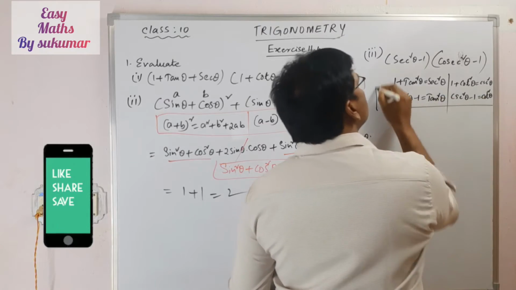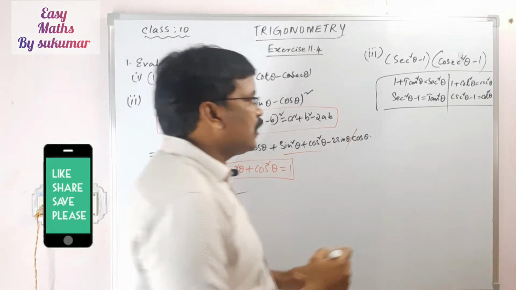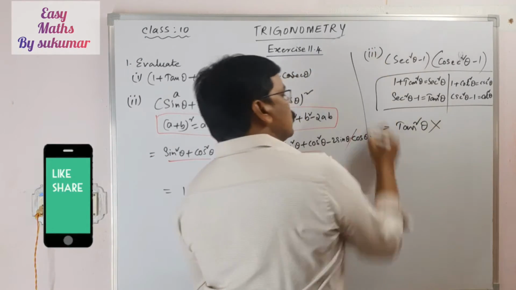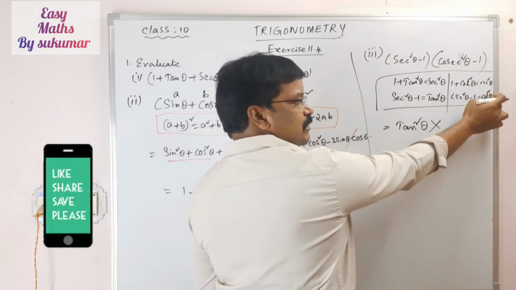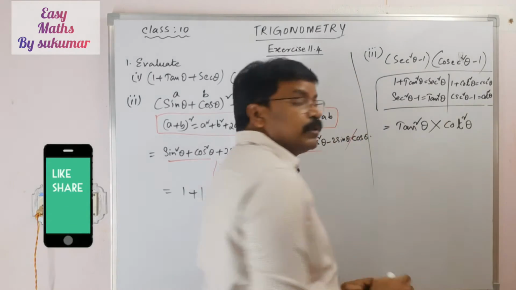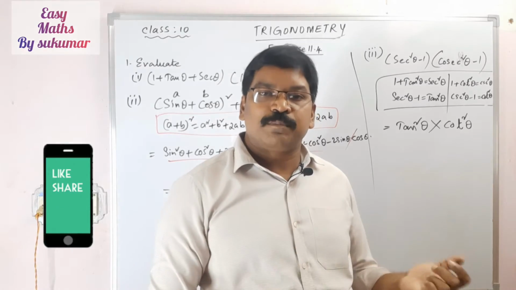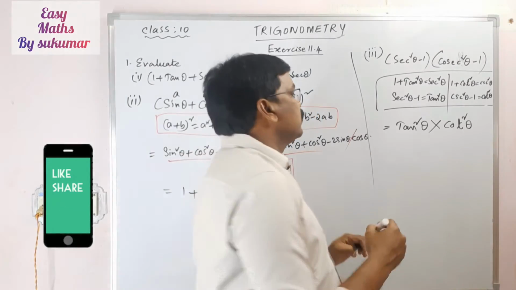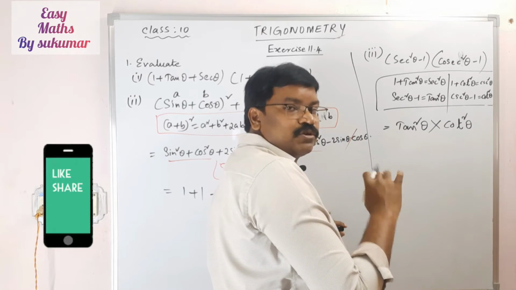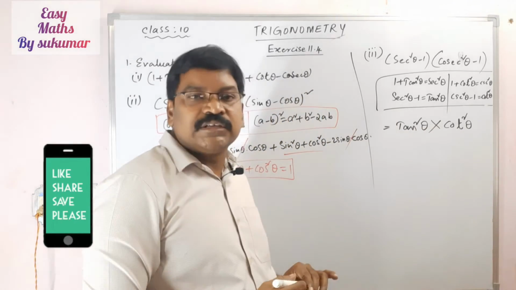So, my dear students, using these identities, secant square theta minus 1 means what? Tan square theta. This is equal to tan square theta into what is cosecant square theta minus 1? That is cot square theta. Please don't forget to write these identities. Wherever the identities are required, please write. Otherwise, don't write directly tan square into cot square theta. We have to show the reasons why this tan square theta and cot square theta are written here, right?